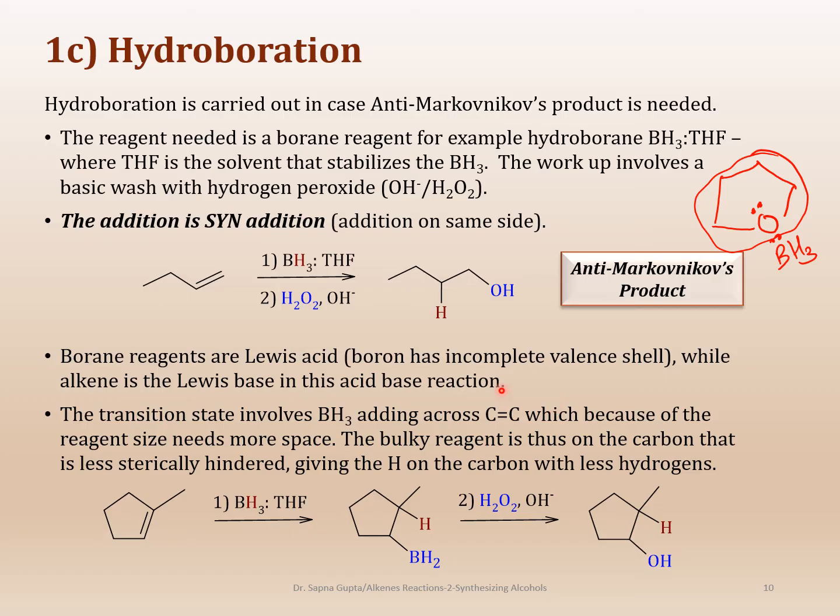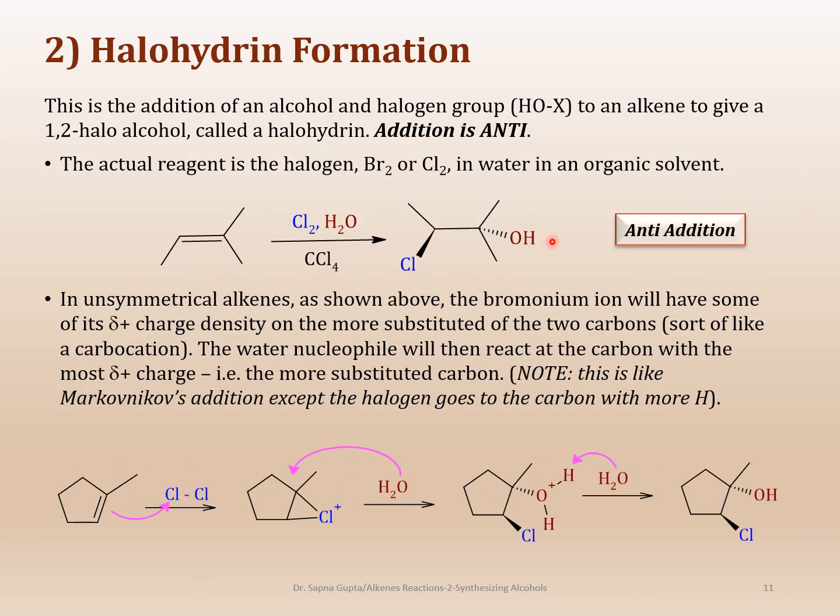So we have done 3 alcohol reactions now. Okay. Now the next one that we have is what is called the halohydrin formation, and in this case you're adding a halogen along with the water, okay, which means that you're adding an OH also.